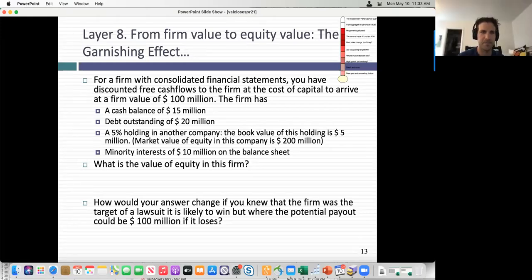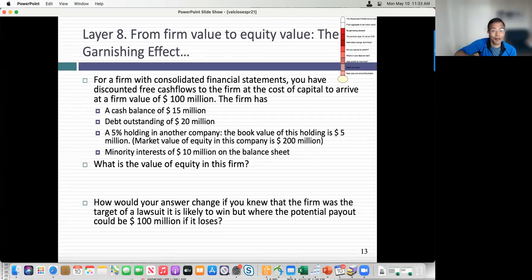And tell me why. Because it's not part of the operating assets, and therefore, because it's not part of operating income, I've got to add it. What about debt outstanding of 20 million? Add, subtract, or ignore? Subtract. Subtract, because I want a value of equity.